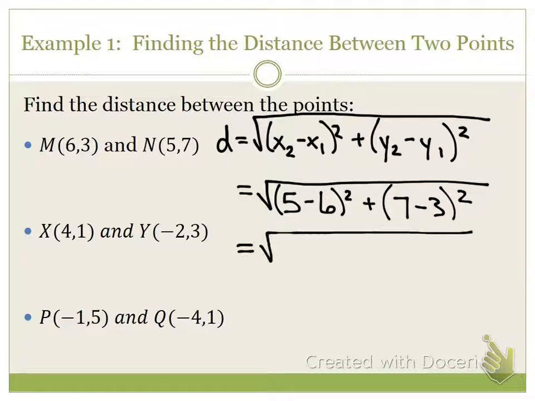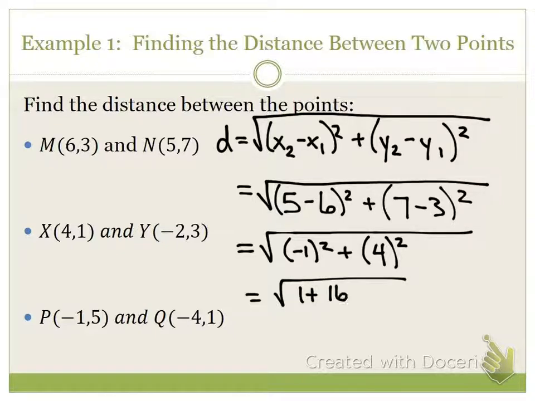The square root of (negative 1) squared plus 4 squared. Now, you can put this in your calculator, but make sure that you put that negative number in parentheses before you square it. If you do not put it in parentheses, it will give you the wrong answer. So now, this is the square root of 1 plus 16, which is the square root of 17. So the distance between these 2 points is the square root of 17.